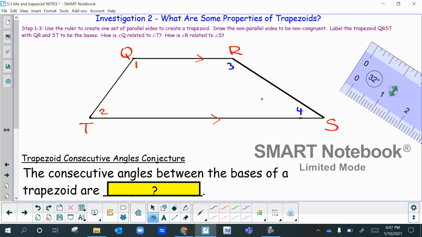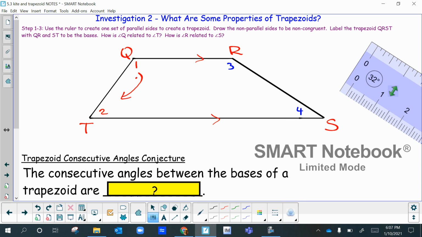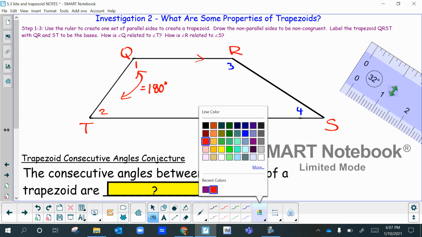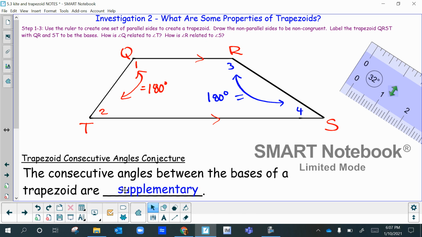If you were to take out your protractor and measure both of those, what do you think those both would come out to be? Well, that one and that one would probably equal 180 degrees because that's what we already learned. Same thing goes for this one. That one and that one, those would equal 180 degrees. So what happens when two angles equal 180 degrees? That means that the consecutive angles between the bases are supplementary.